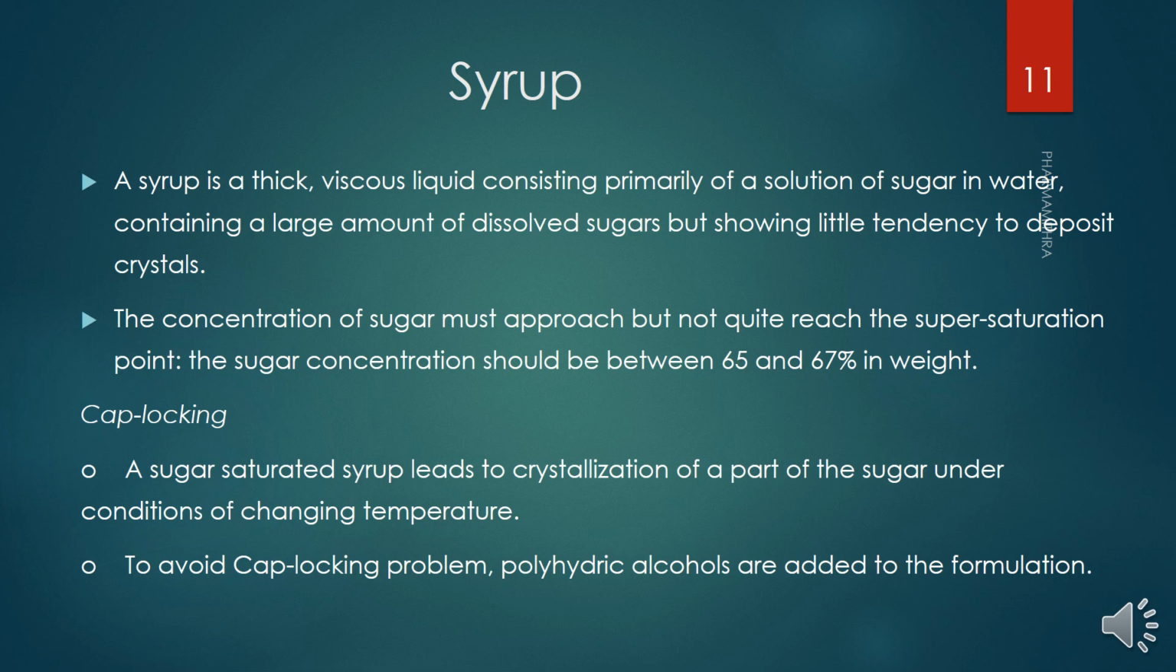Next we are moving into a new topic, that is syrup. Syrups are thick viscous liquids consisting primarily of sugar in water, and the sugar concentration will be 66.67% by weight. Here exists a problem of cap locking. Cap locking means a sugar saturated syrup may lead to crystallization of the sugar part because of changes in temperature. So to avoid this cap locking problem, we add polyhydric alcohol to the syrup formulation.